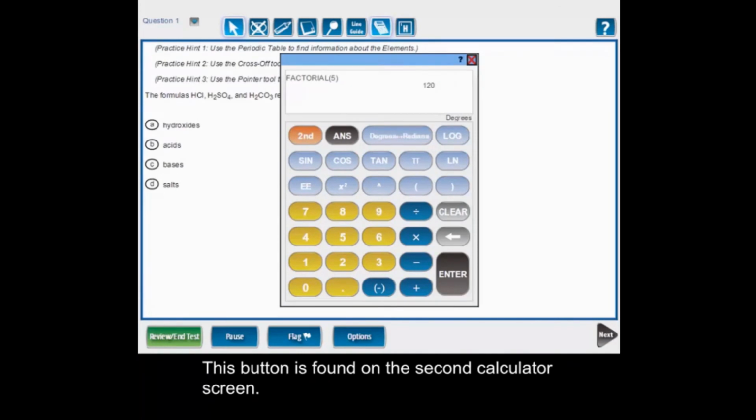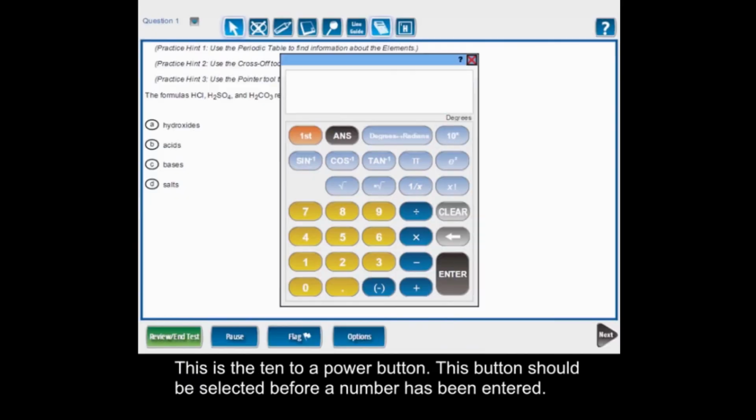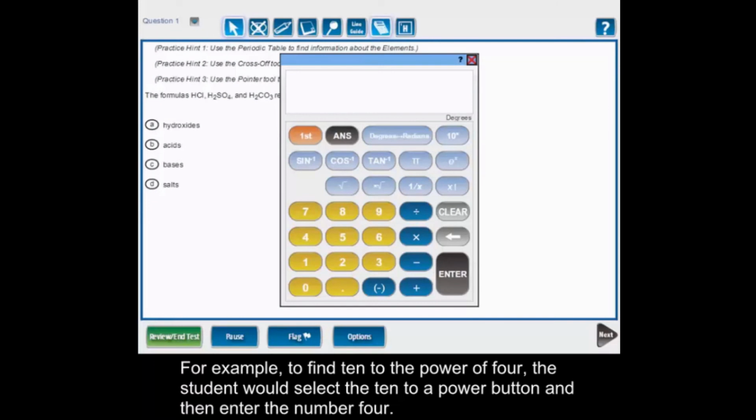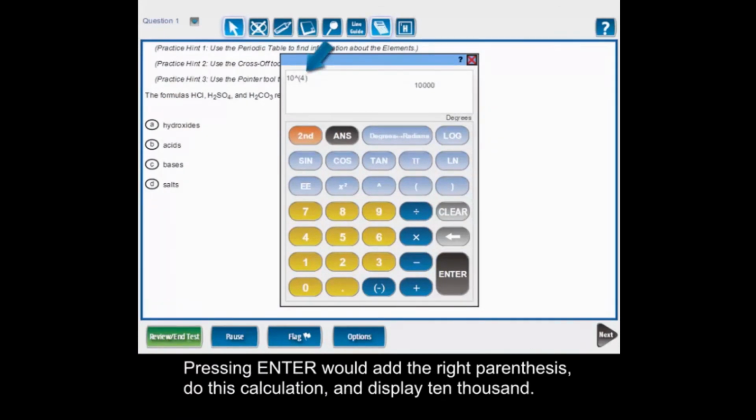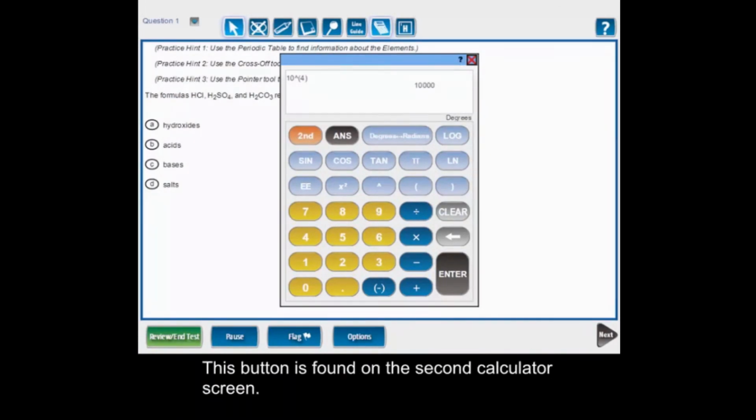This button is found on the second calculator screen. This is the 10 to the power button. This button should be selected before a number has been entered. For example, to find 10 to the power of 4, the student would select the 10 to the power button and then enter the number 4. On the screen, 10 to the power of left parenthesis 4 would be displayed. Pressing enter, even without the right parenthesis, would do this calculation and display 10,000. This button is found on the second calculator screen.